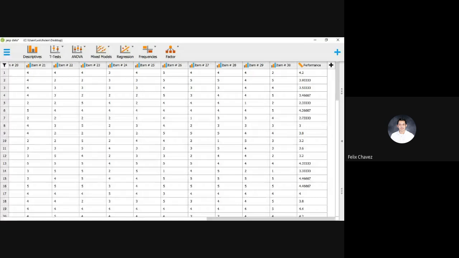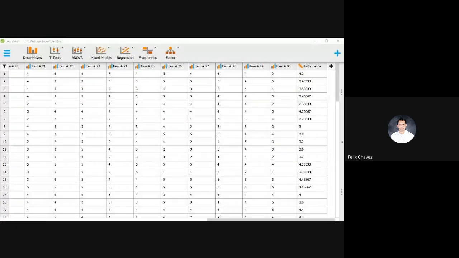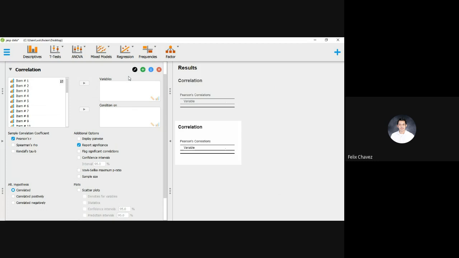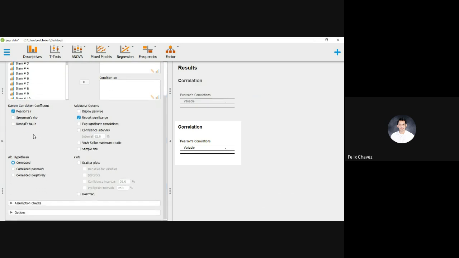So to analyze using the Pearson R correlation, okay, we will click the regression. Then we have here in the classical test, the correlation analysis. Click the correlation analysis. We have the Spearman. Okay. Ito yun, makita mo.